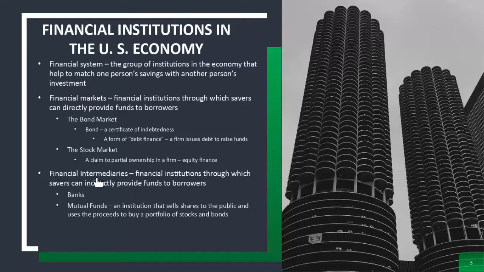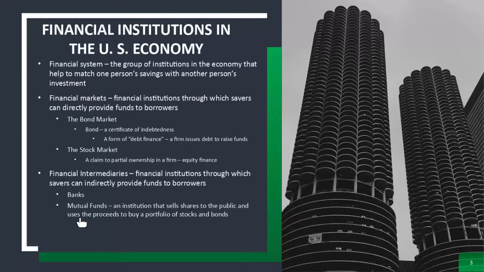Financial intermediaries, meanwhile, are financial institutions through which savers can indirectly provide funds to borrowers. These are things like banks, which we are probably the most familiar with, right? You have your cash deposited in a bank. When you deposit the cash into the bank, the bank saves that cash, and not just for you to spend, but also to create loans for others.